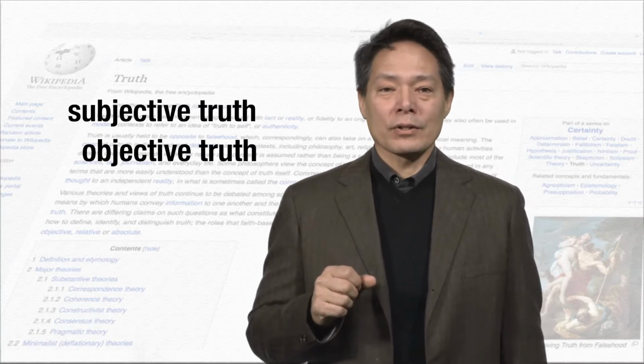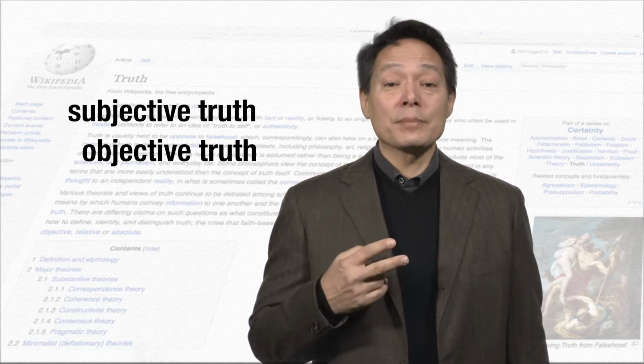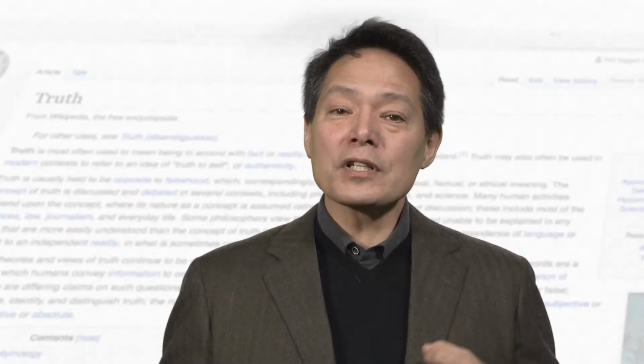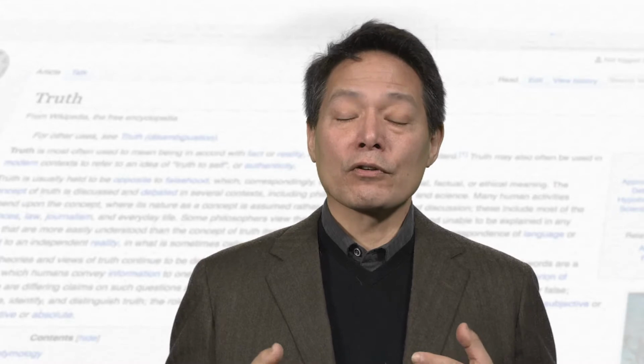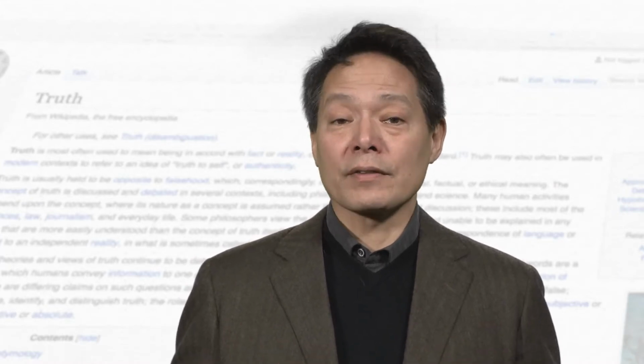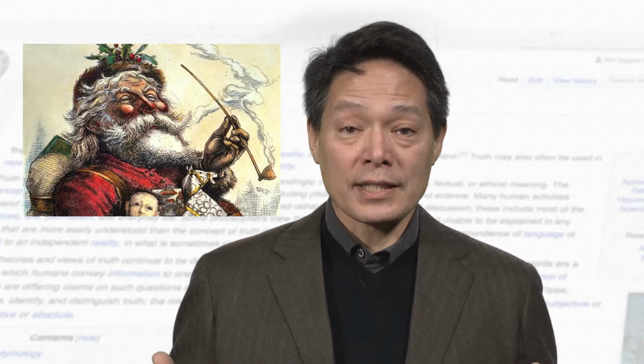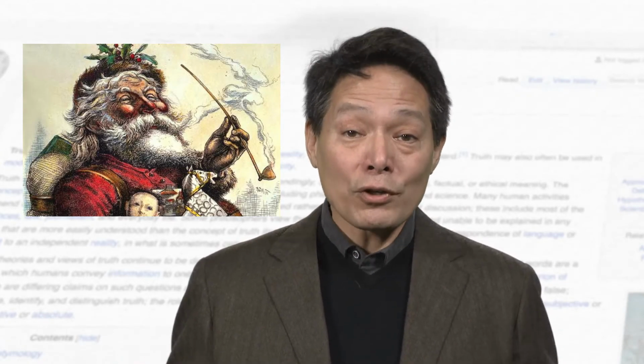In this course, we're interested in objective truth, but first, let's look at 2 kinds of subjective truth. The first meaning of truth refers to what is true from someone's perspective, regardless of whether or not it's objectively true. So if someone believes, for example, that Santa Claus exists, well, for them it's true.